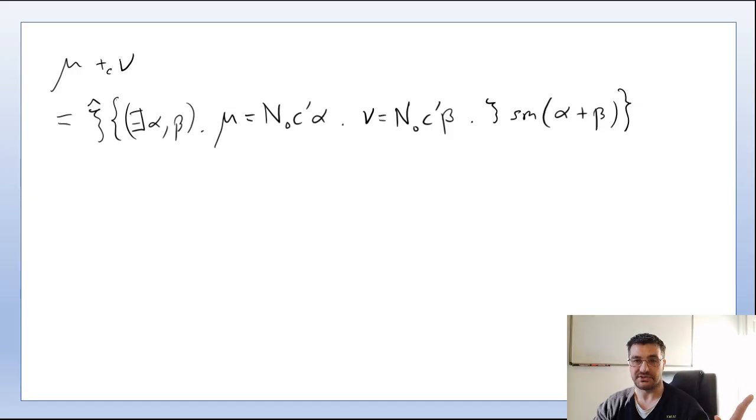Now, importantly, this definition doesn't actually require mu and nu to be cardinal numbers. It's just that if mu and nu are not cardinal numbers, then mu plus sub c nu will just be equal to the null class. Okay, there will be no classes that satisfy this. So again, greatest level of generality. We're not defining strictly addition of cardinal numbers here. We're defining a particular type of operation between classes of any sort.